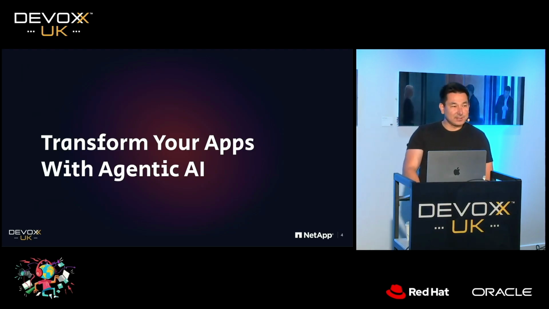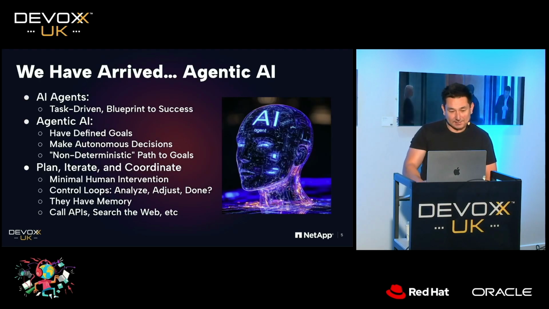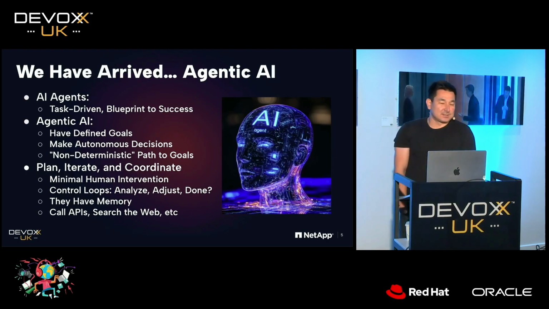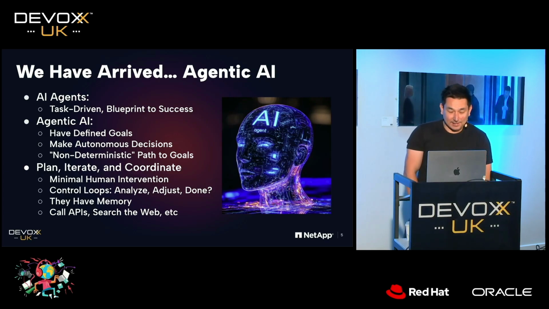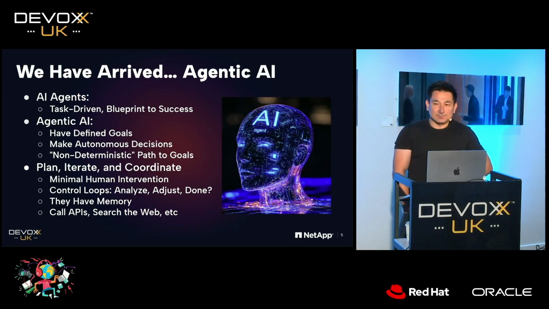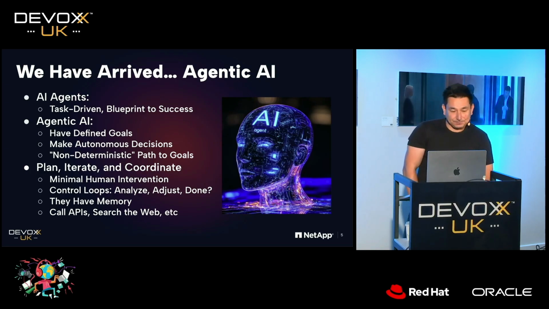So, transforming your apps using agentic AI. Maybe even to step back for terminology, people are talking about AI agents and agentic AI. So what's the difference, right? So AI agents, at a basic fundamental building block level, are kind of like LLMs, right? They're task-driven. You give them a prompt, give them a blueprint, right, for what you want as the output. Here's the information you need. You get a goal, right? What do you want as a form of output?